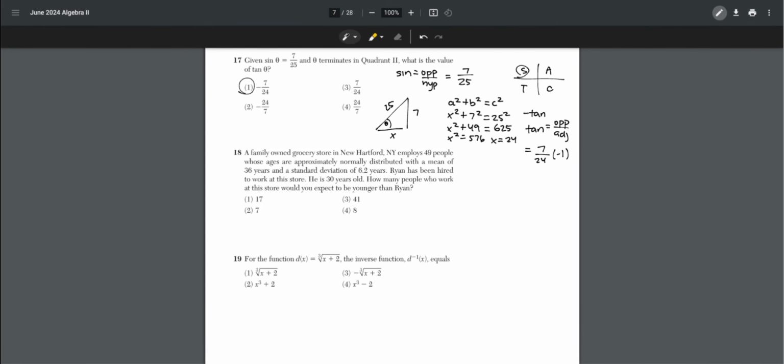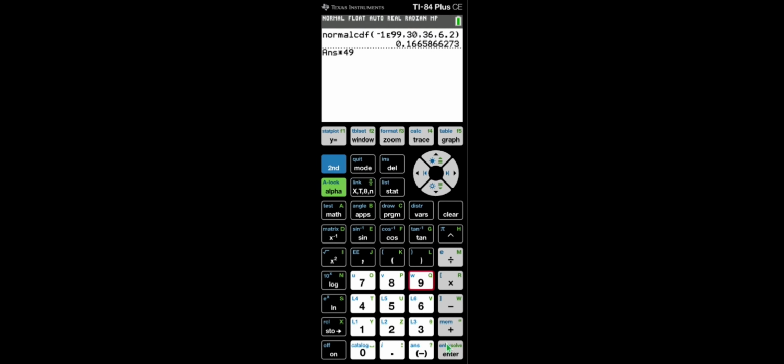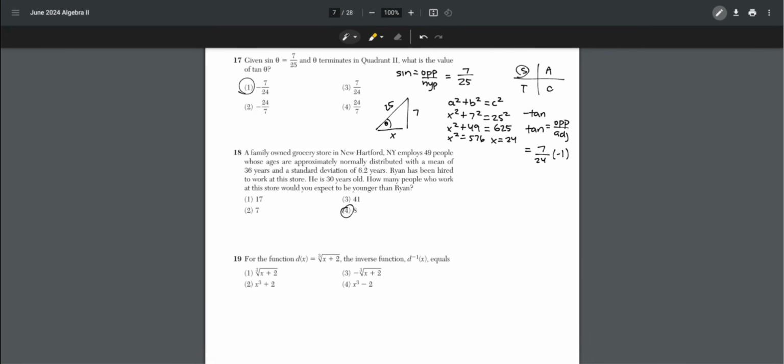What we can do is use our calculator and go to normal CDF. Then input these values and copy and paste. Then multiply the number we get by 49, which rounds to 8, choice 4.